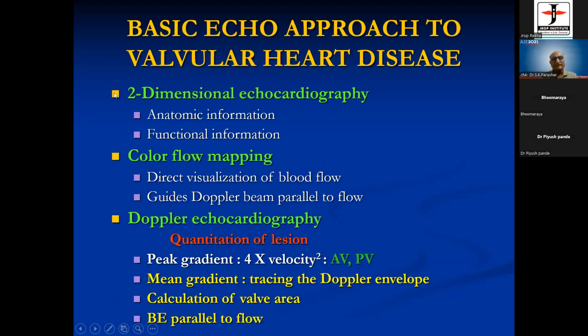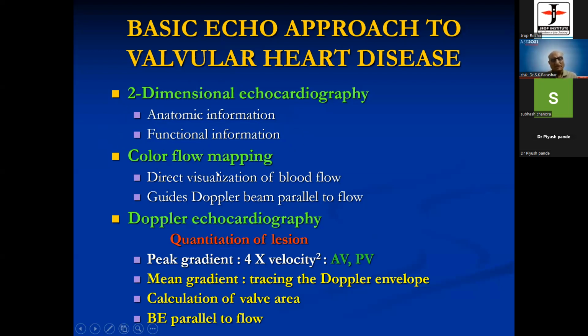So that is the basic approach, as I told you. First, we do two-dimensional echocardiography because it gives you anatomic information: how much the wall is thickened, whether they are calcified or not, the size of the chambers, any thickness, and the function. As you proceed in the course, you will know that an ejection fraction which is normal for a normal person may be reduced for valvular lesions. So you get good information by a 2D echo.